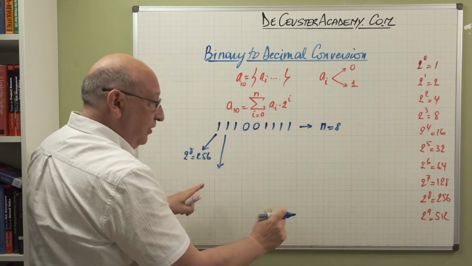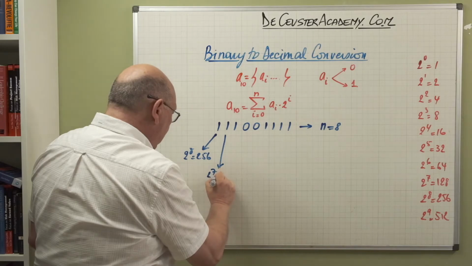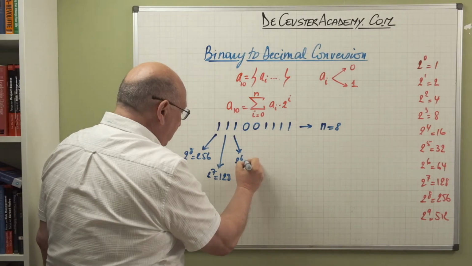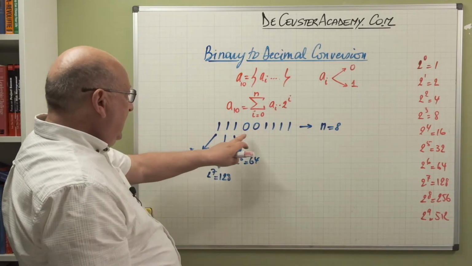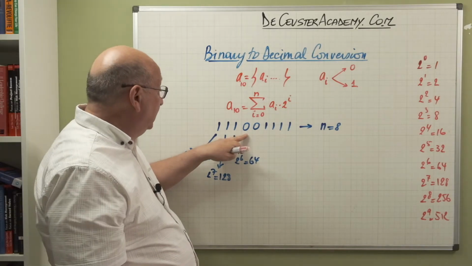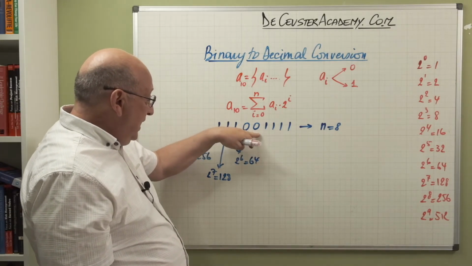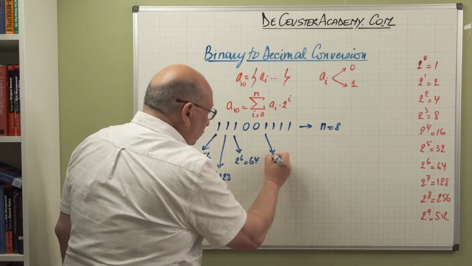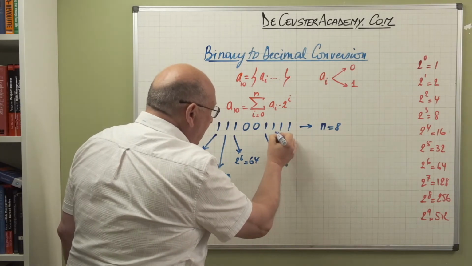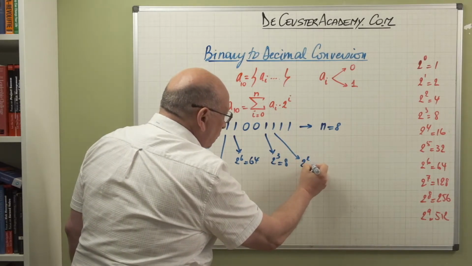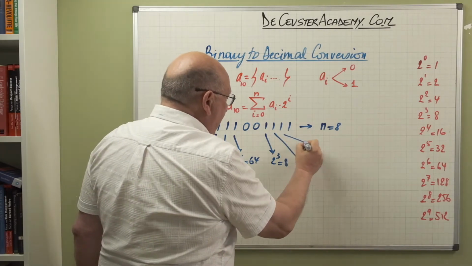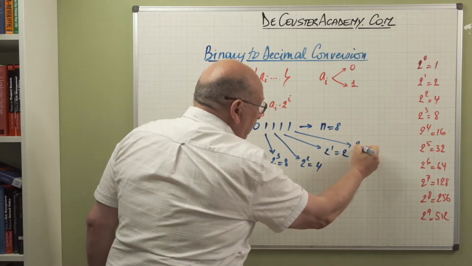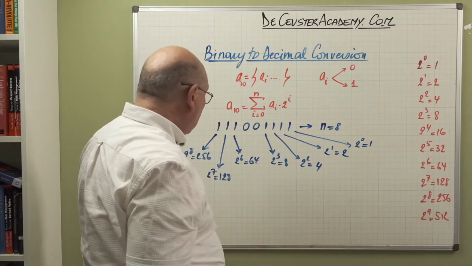Now here we have 2 to the power 7 is 128. Here I have 2 to the power 6, which is 64. Here I have 2 to the power 5, but the coefficient is 0, so I don't count it. Here again, 2 to the power 4, I don't count it. Here I have 2 to the power 3, which is 8. Then 2 to the power 2, which is 4. And here 2 to the power 1 is 2. And the last one gives me 2 to the power 0 is equal to 1.